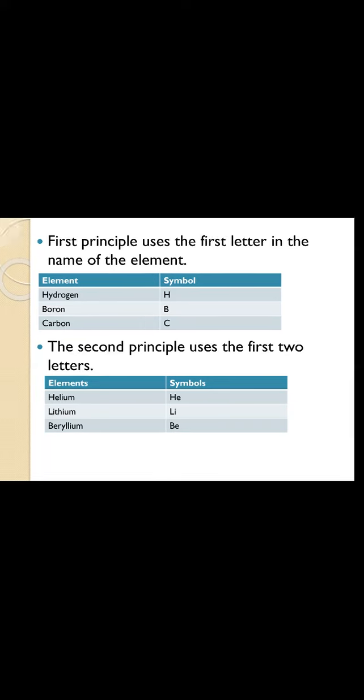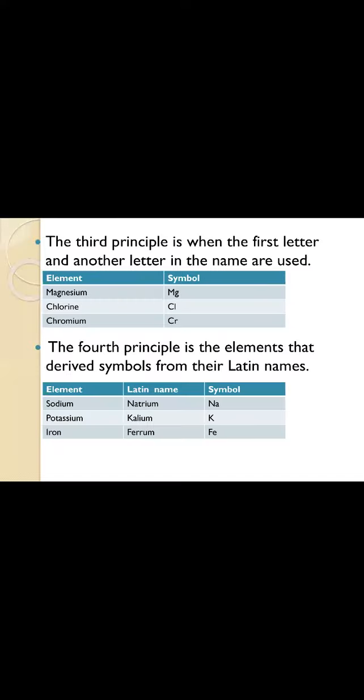We also have elements for the third principle, those whose symbol is derived from the first letter and any other letter in the element. For example, chromium, the symbol is Cr, which is the first letter and the third letter. We also have manganese. Manganese, for example, the symbol is the first letter and the third letter.